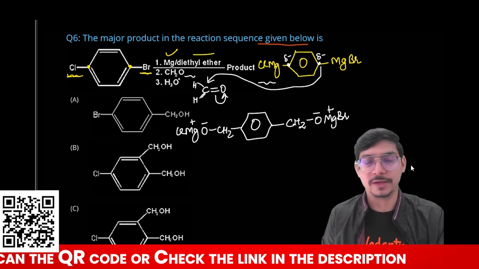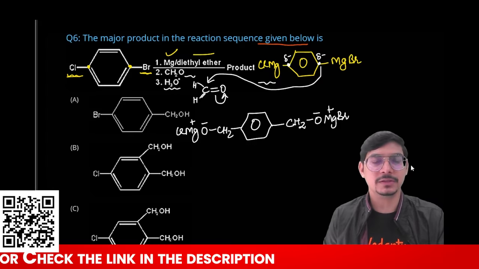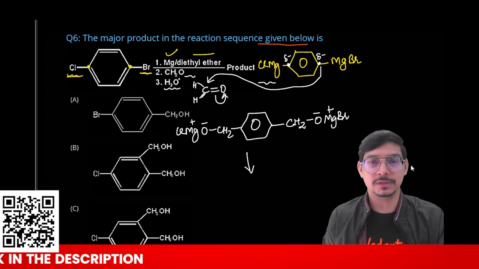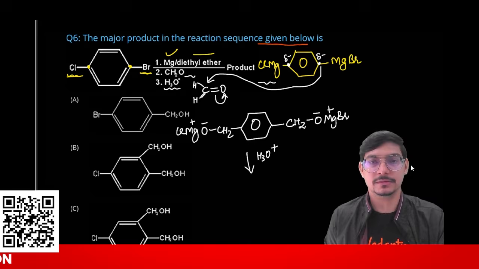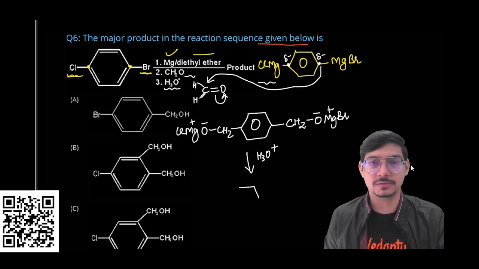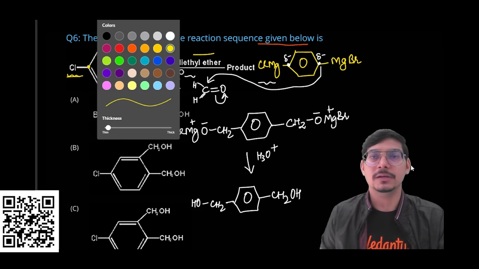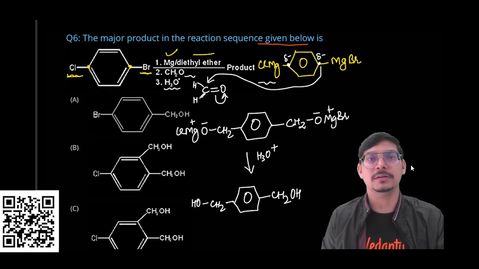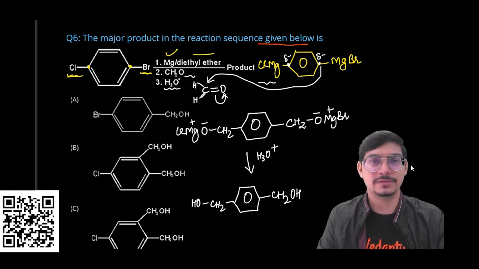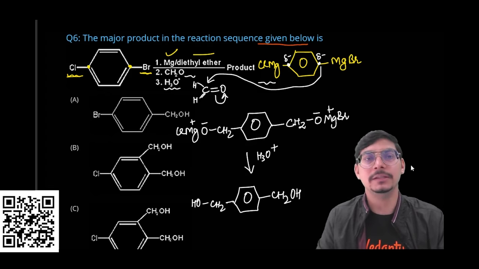In the next step, final step, we are doing the acidification, H3O plus, right? So when we add some acid here, acidification will finally produce the primary alcohol. So what we are getting here is CH2OH, and this will also give us CH2OH. So it is worth remembering that when Grignard reagents react with formaldehyde, the product is a primary alcohol. Similarly, when Grignard reagents react with any other aldehyde, the product is a secondary alcohol, and a tertiary alcohol is formed when Grignard reagents react with any ketone.